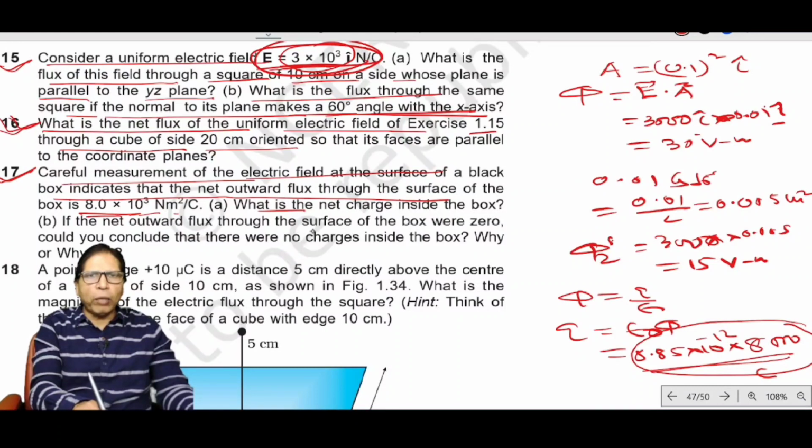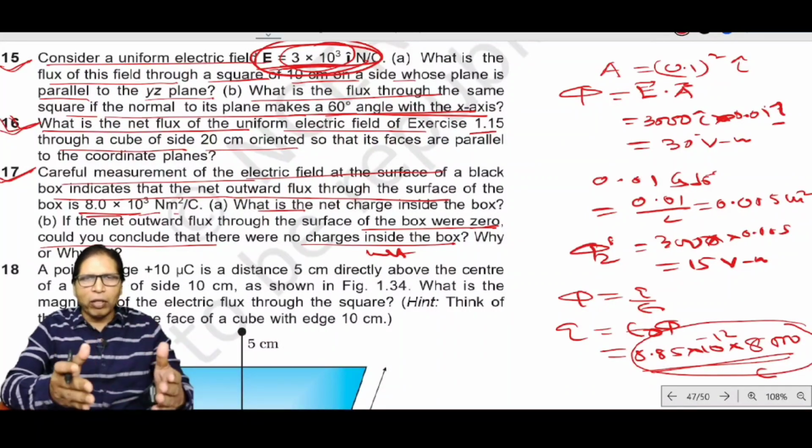If the net outward flux through the surface of the box was 0, could you conclude there is no charge inside the surface? Look at this: if net flux is 0, then net charge is 0. So an equal amount of positive and negative charge may be present within the surface.